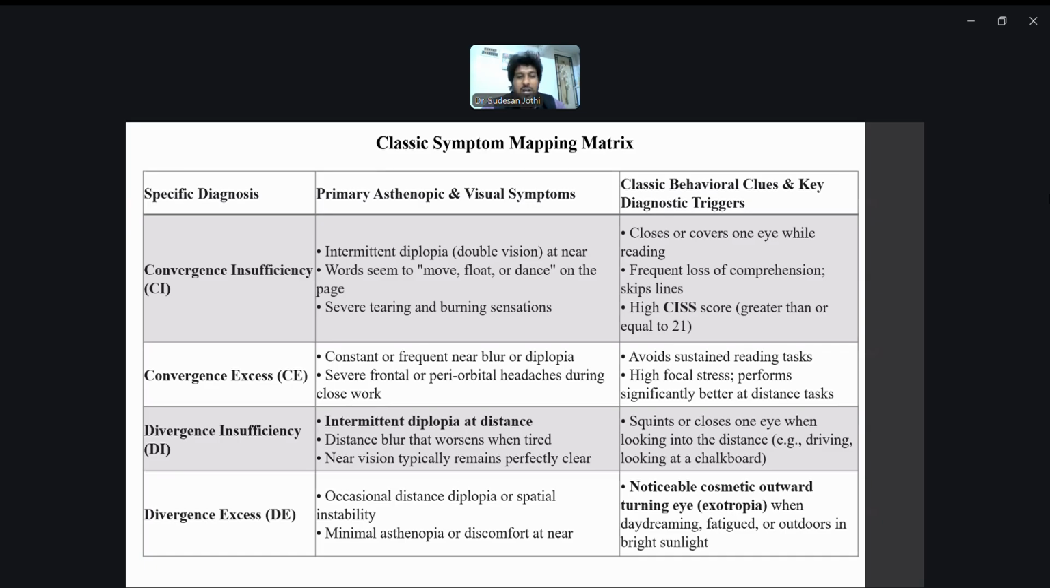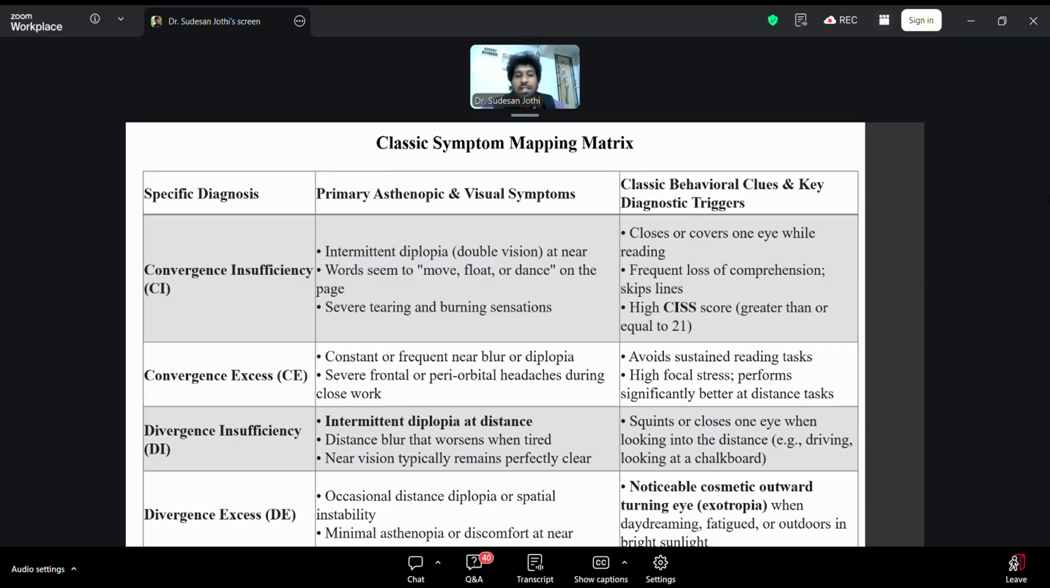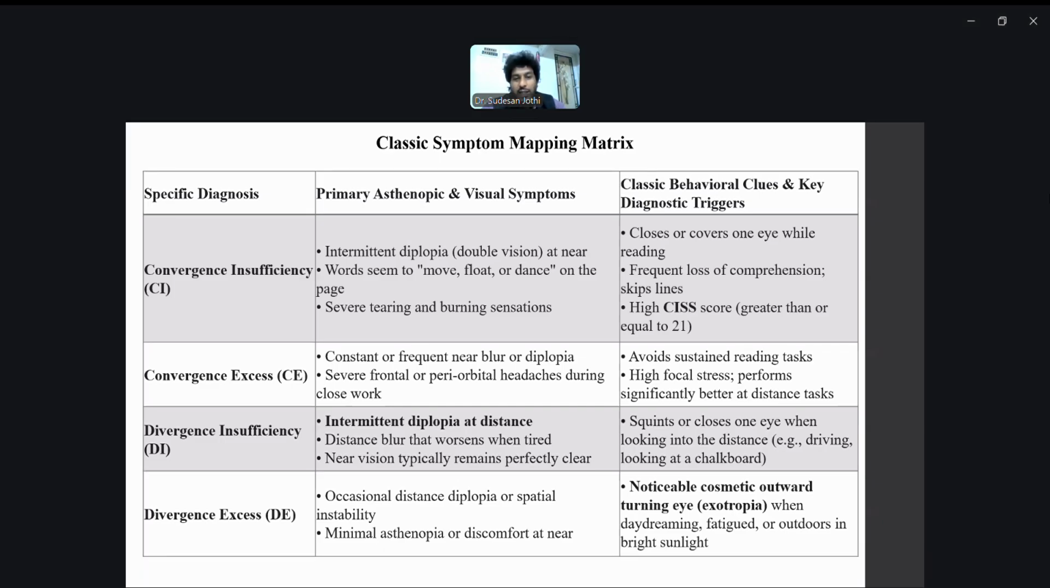Patients with convergence insufficiency complain that the words move or overlap while reading and may cover one eye. In convergence excess, commonly frontal headaches arise during near work. In divergence insufficiency, it produces distance diplopia, especially when the patient is driving. Whereas divergence excess usually presents with an outward eye turn in bright light or during fatigue, and you can find daydreaming in divergence excess.